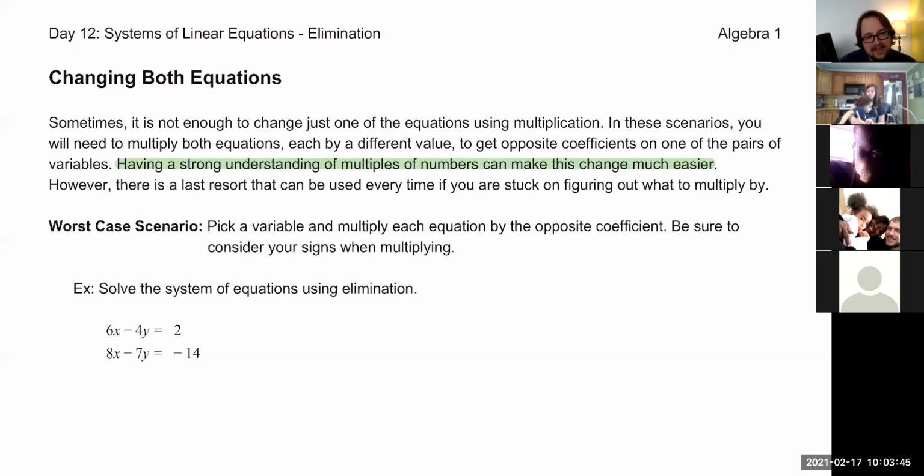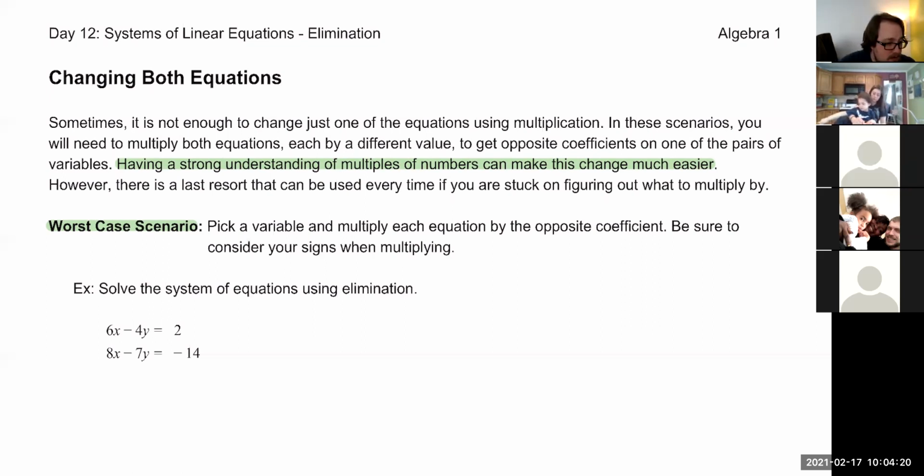Now, if you're not comfortable with your multiples, this gets a little bit tricky, which is why I have this backup plan, this worst case scenario. But our goal is to try to get opposite coefficients on either our X's or our Y's. Now, I'm going to push you guys today to try to see one without using the worst case scenario, but then I'm going to prove to you very quickly that the worst case scenario still would have resulted in the same solution. Because like I said, there's infinitely many ways you can solve it.